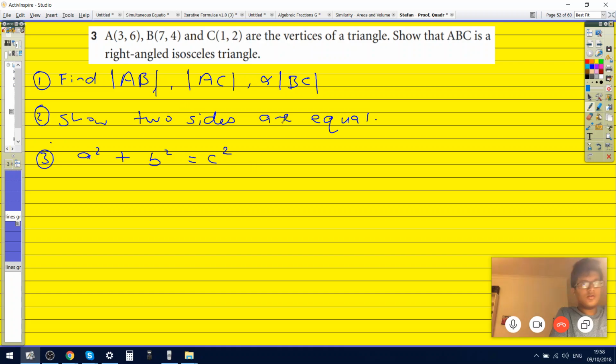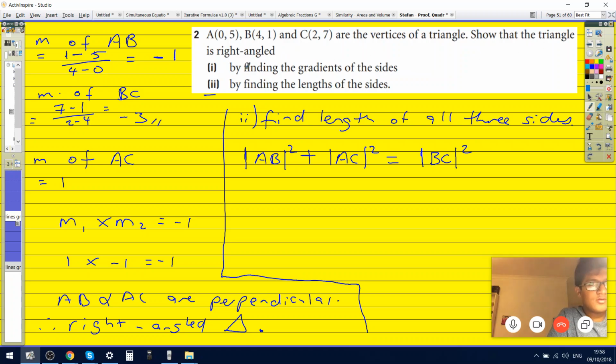Yeah. And so for the previous one, we could do it both ways. We could find the gradients and then use the fact that they multiply to give -1 to show that they're perpendicular and therefore a right angle triangle. And then we also showed you can also use Pythagoras.